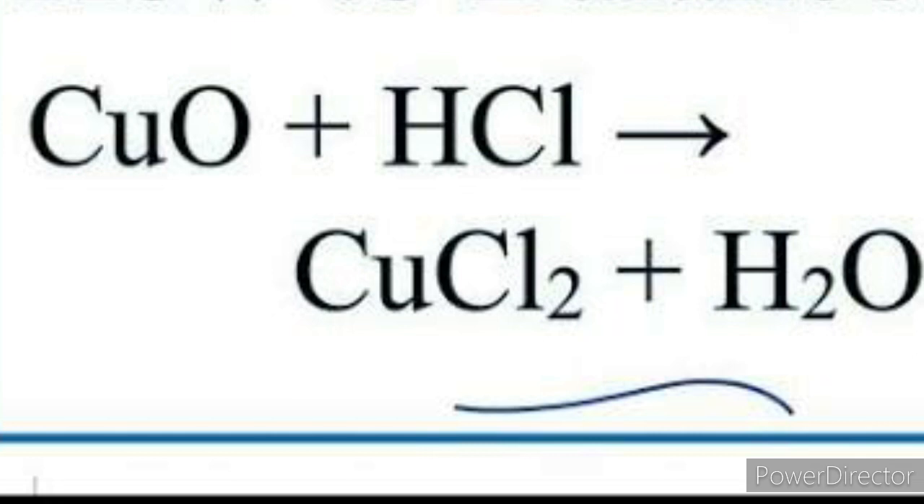Okay, here the name of metal oxide is copper oxide. CuO plus, what is the name of the acid we consider here? Yes, HCl. These two react and they form copper chloride. CuCl2 plus H2O. Here copper chloride is the salt.